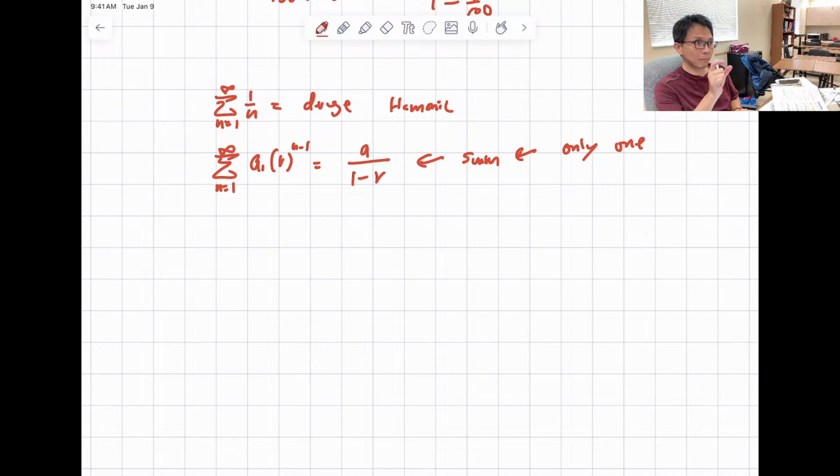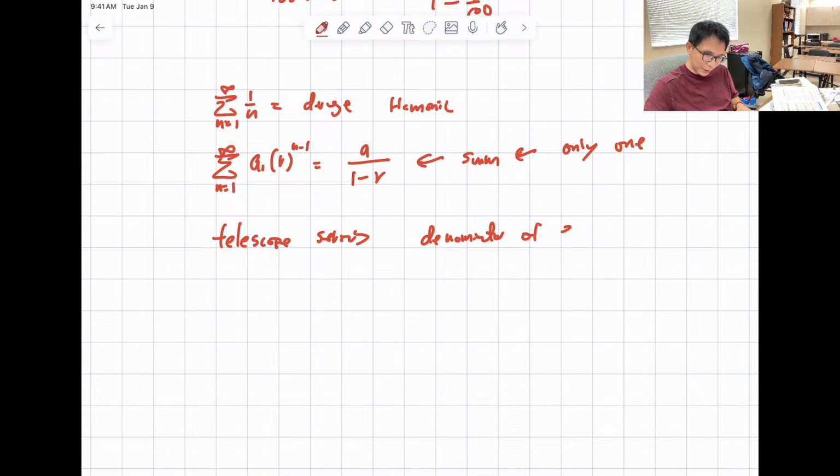Telescoping series come pretty close to having a sum too. Actually, a telescoping series will have a sum as well. The telescoping series usually has a denominator that is a factorable rational function.